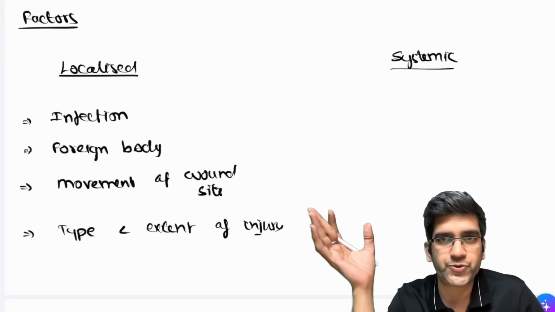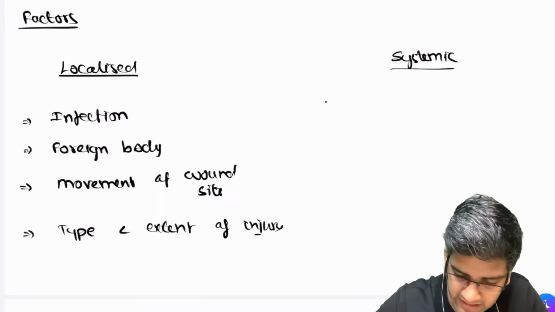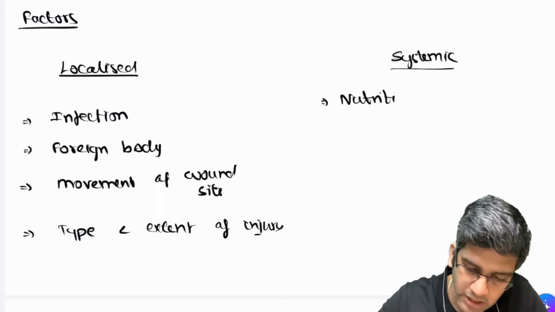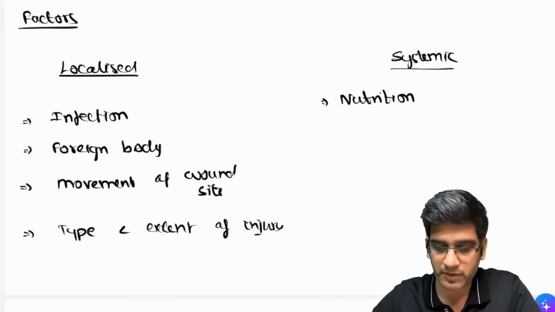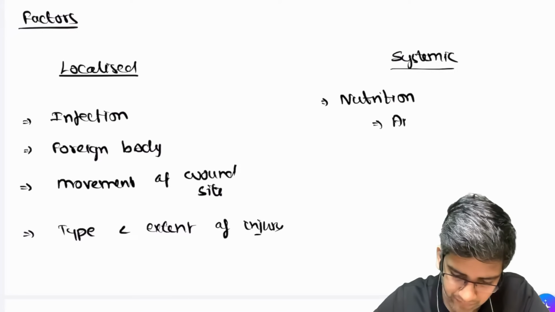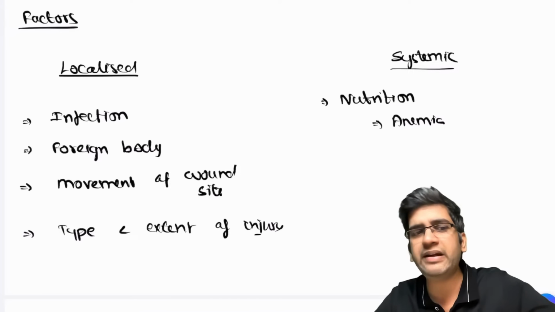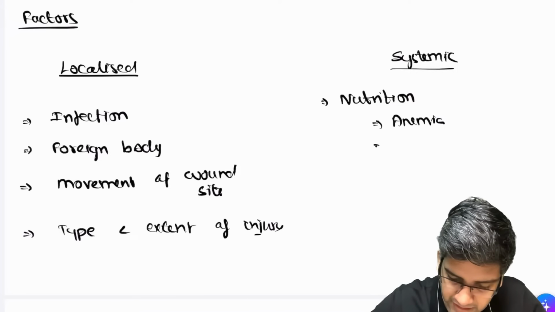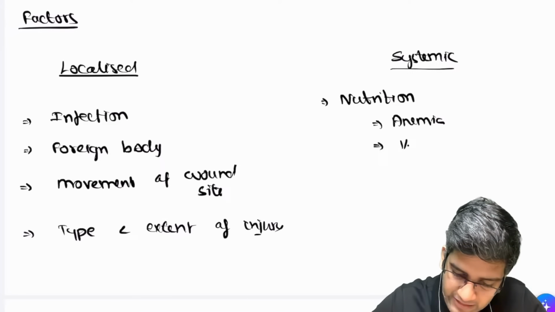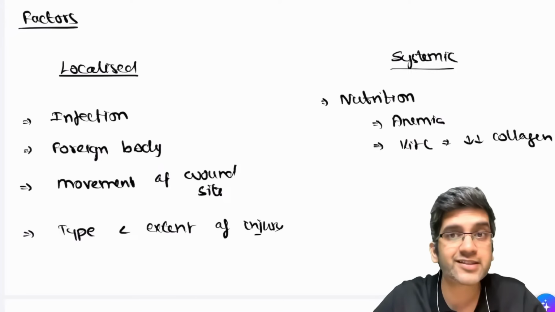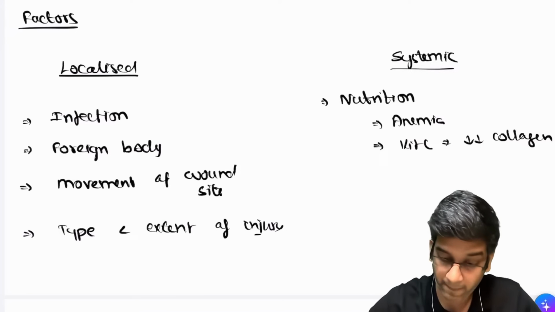Then systemic factors. The biggest thing is nutritional status. Under nutrition, I can have multiple. Just anemia: the patient is anemic, not having enough blood supply, so wound healing will be delayed. Patient has vitamin C deficiency, the reason being we'll have less collagen formation. Wound healing will be delayed. Scurvy, one of the classical examples.